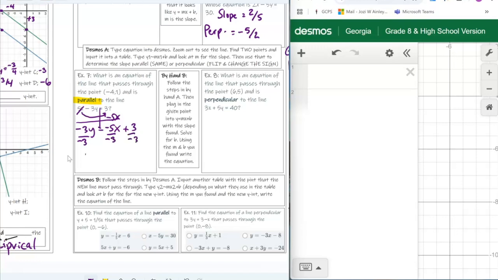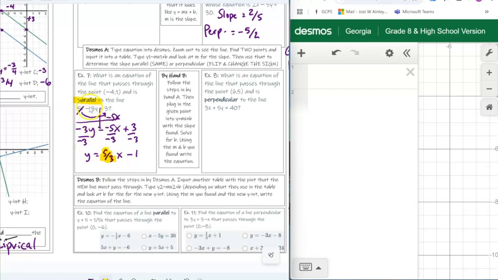All right, simplify that. So this is going to be y is equal to a negative divided by a negative is a positive, so 5 over 3x. Positive divided by negative is a negative. 3 divided by 3 is 1. All right, so there it is. Now I can see my slope, the mx. So there's my slope.